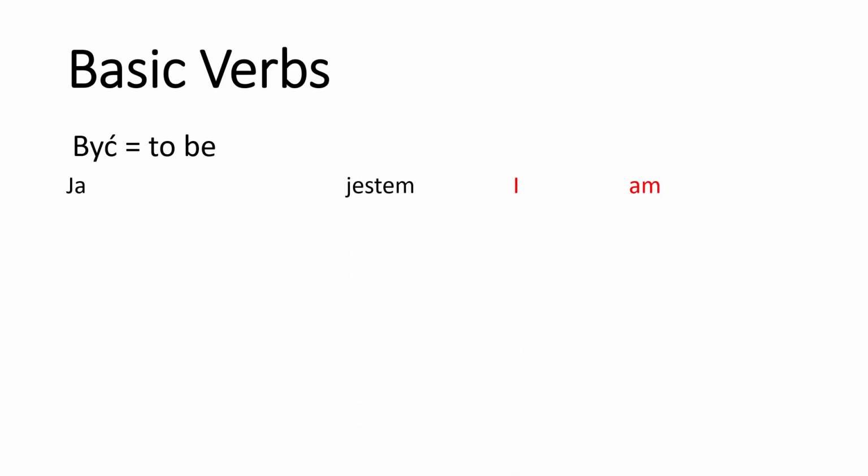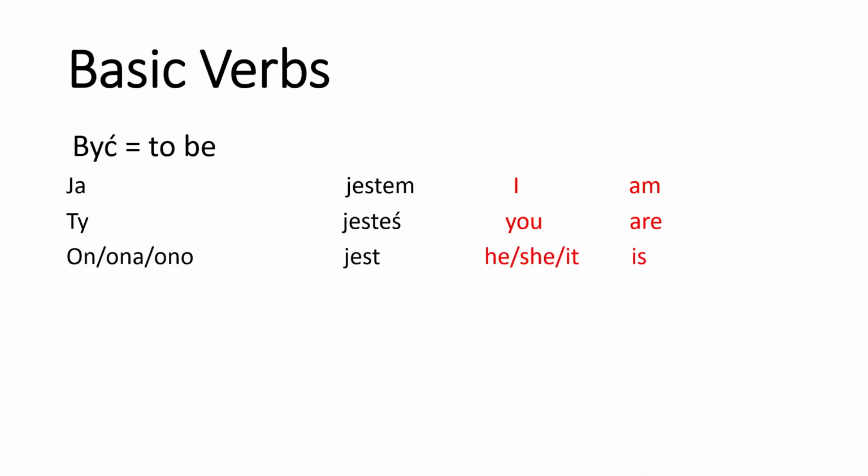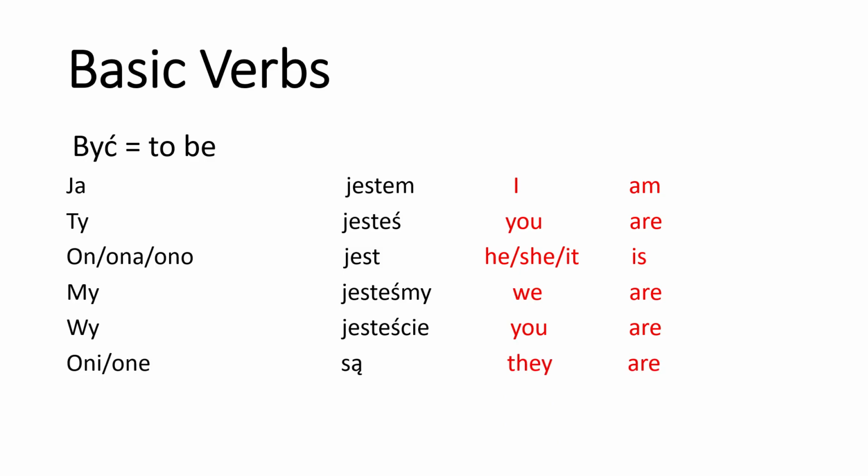Ja, jestem. I am. Ty jesteś. You are. On, ona, ono, jest. He, she, it is. My jesteśmy. We are. Wy jesteście. You are. Oni, one są. They are. So I know this might be scary if you're seeing this for the first time, but this is one of the verbs that is kind of exceptional.